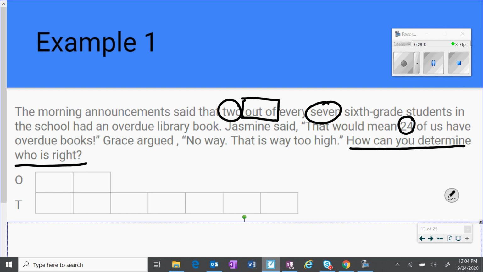Now, Jasmine said that 24 of us have overdue books. So where would that number go if we did the equal sign? And which, yes, Abigail. The total? What 24, she says 24 of us have what? Overdue books. So it would go on the top. Okay?